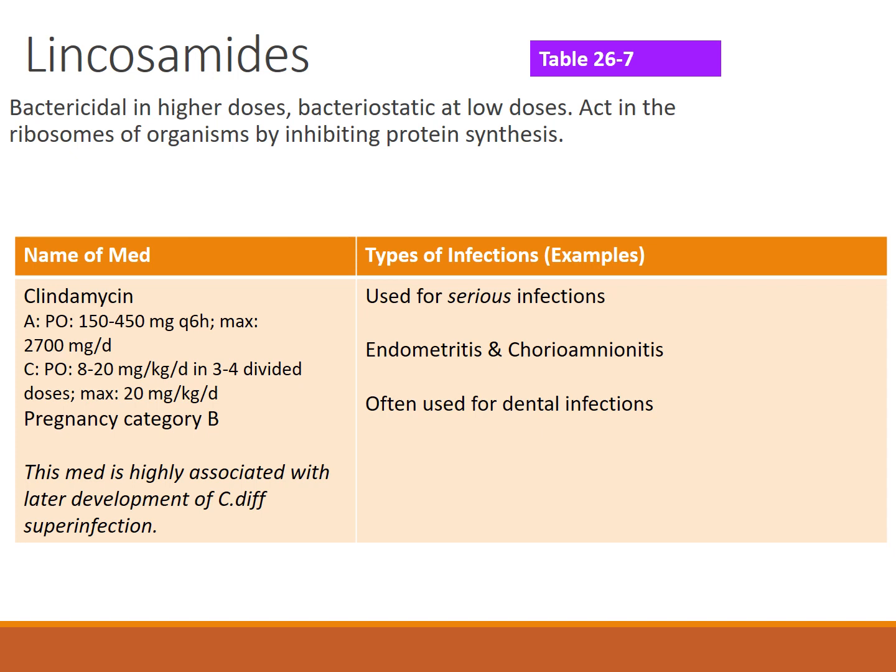The lincosamides are bactericidal in higher doses, bacteriostatic at low, and they act on the ribosomes of organisms by inhibiting protein synthesis. The one we're talking about is clindamycin. This is used for serious infections, okay? Endometritis and chorioamnionitis, so infections of the uterus commonly. And it's often used for dental infections. If you had an impacted tooth that got infected and now you have an abscess in your mouth, clindamycin is usually what the dentist would prescribe.